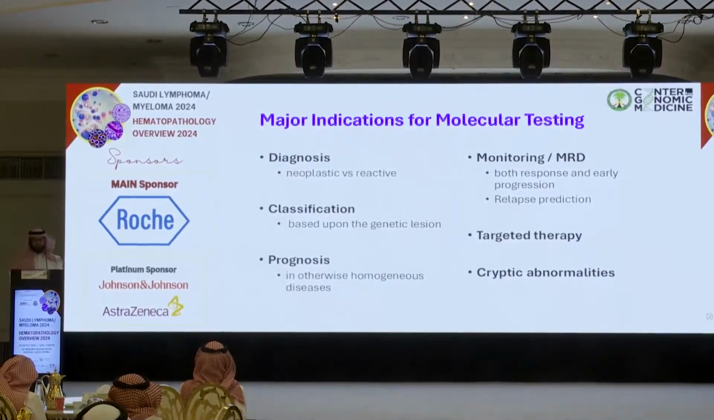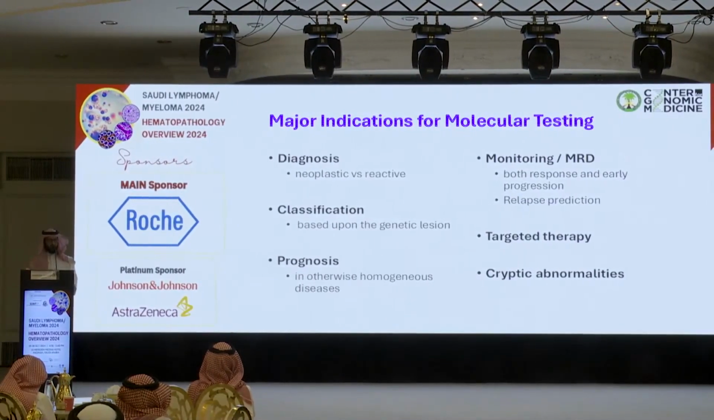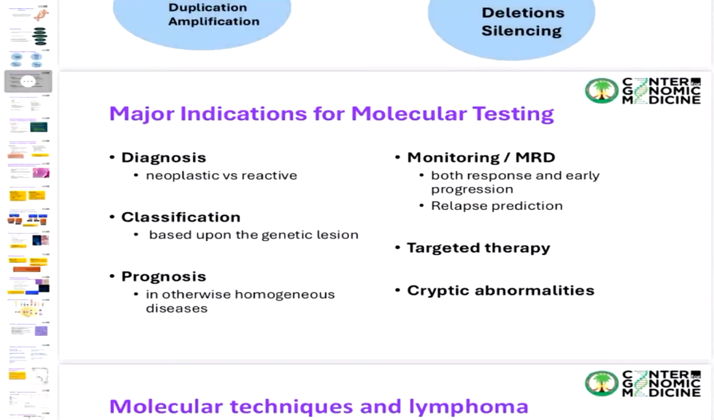Why do we do molecular tests? We do molecular testing for diagnosis, so it can help in lymphoma to differentiate a reactive from a neoplastic process. We do it for classification. There are some diseases where you need the mutation to document the diagnosis. Many mutations have prognostic significance. It can be used for MRD and monitoring, so with time, even after therapy, we can detect these mutations before the patient develops relapse. Targeted therapy is also a new thing. There are many medications now that target specific mutations within the lymphoma world. And it can be helpful to detect cryptic abnormalities that can be missed with a normal karyotype.